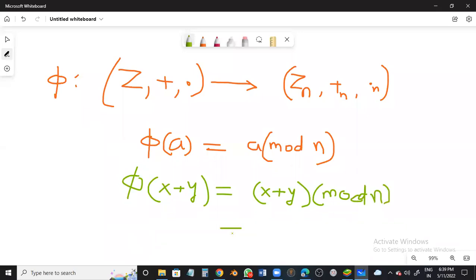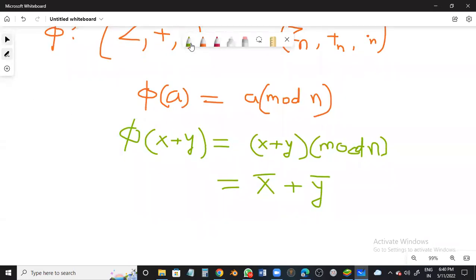And this further can be read as x bar plus y bar. Let us put a bar overhead just to denote the remainder when divided by the number. So x bar means the remainder when x is divided by n, which itself means it is phi of x. I hope you agree. And y bar can also be referred to as the remainder when y is divided by n.